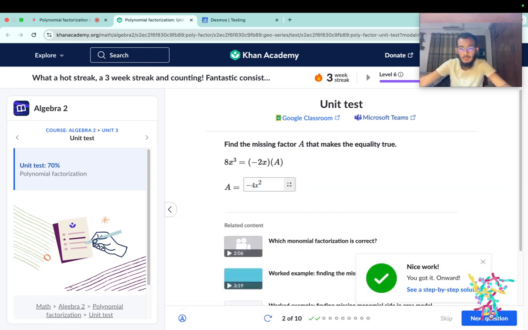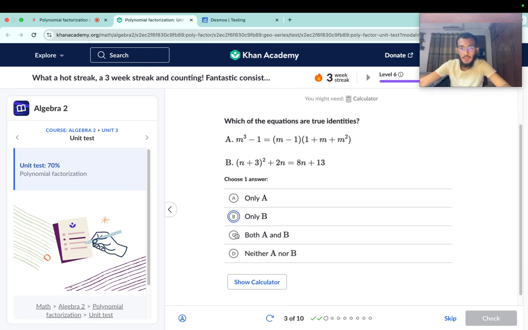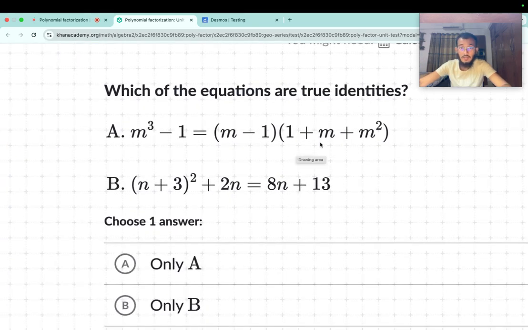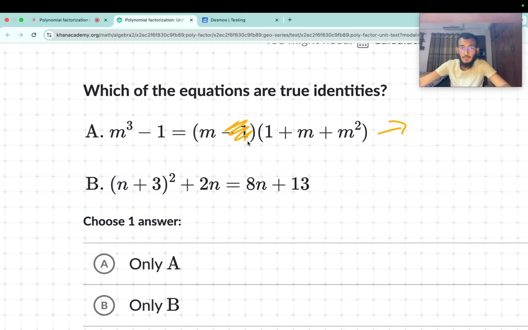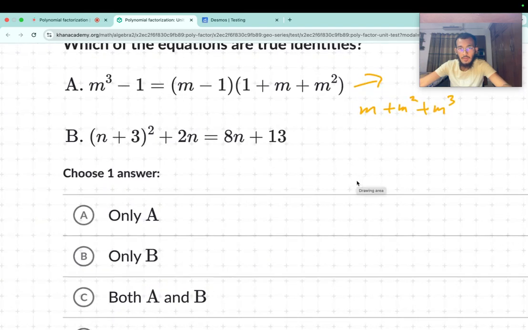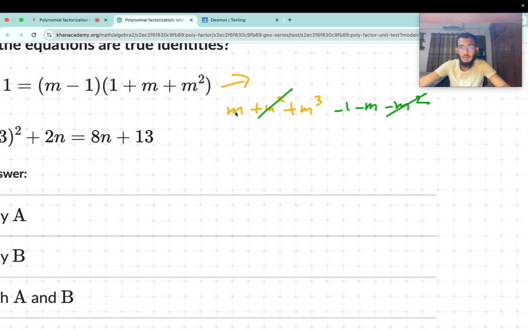Okay, negative 4x squared. All right, which of the equations are true identities? Which means the left hand side must be equal to the right hand side. Let's expand the right hand side and see whether that equals the left hand side for the first one. So I'm going to multiply everything with m: m plus m squared plus m cubed. Now I am going to multiply everything with 1, so m plus m squared plus m cubed with negative signs: negative 1, negative m, negative m squared. So positive m squared and negative m squared get cancelled out, positive and negative m get cancelled out. So we have m cubed minus 1.